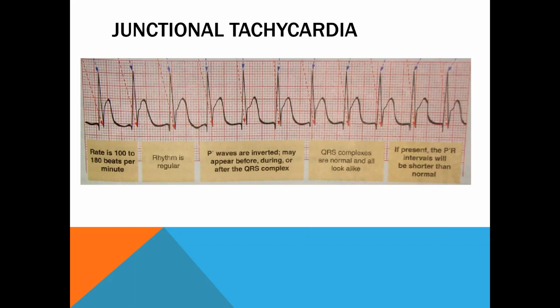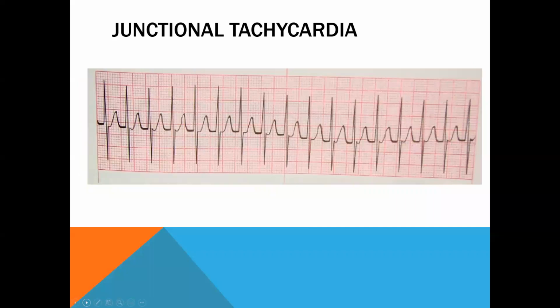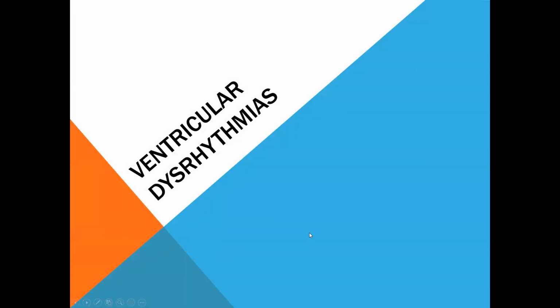And then the rate is 60 to 100. What do you call that? Accelerated junctional rhythm. And what if it's faster than 100 per minute? Junctional tachycardia. Very good. Another example of the same thing. Okay, so that was it for arrhythmias that start near the AV node.